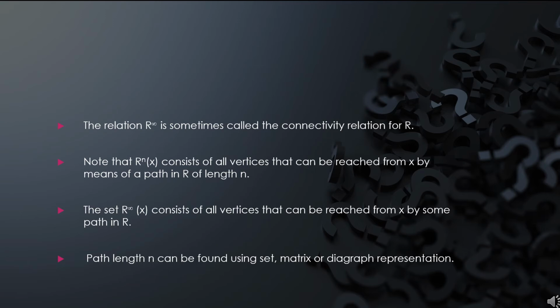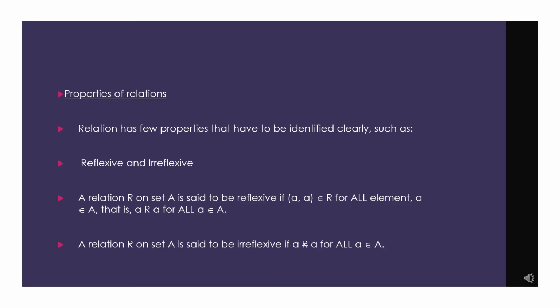Note that Rn(x) consists of all vertices that can be reached from x by means of a path in R of length n. The set R infinity(x) consists of all vertices that can be reached from x by some path in R. Path length n can be found using set, matrix, or digraph representation.